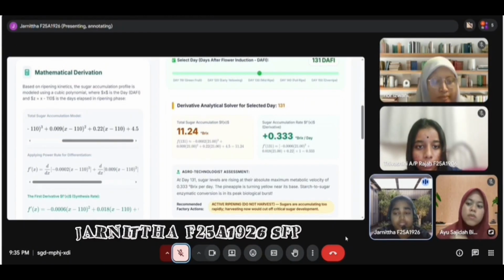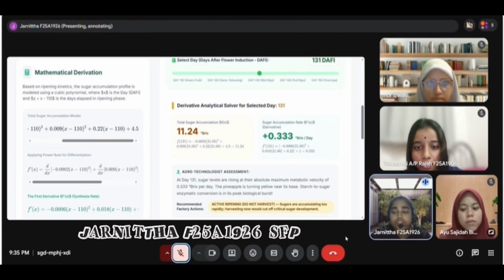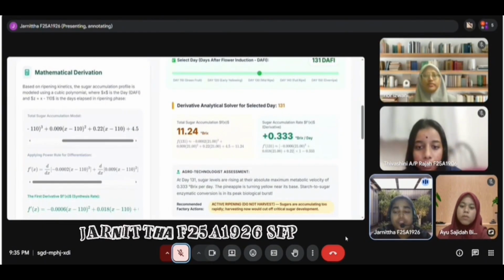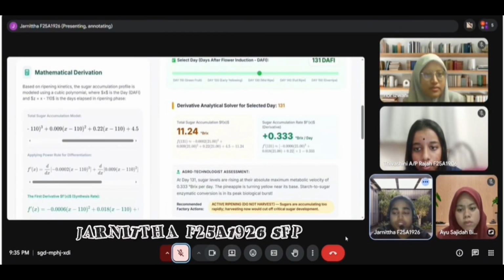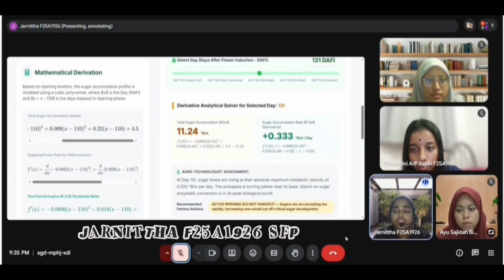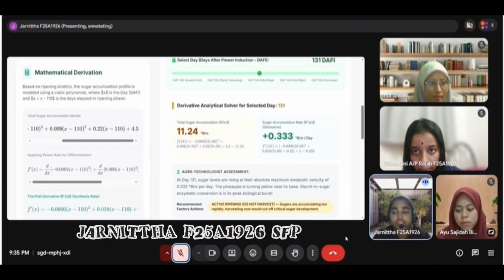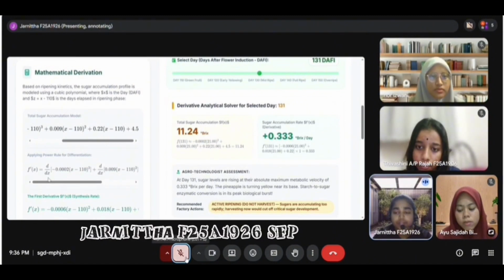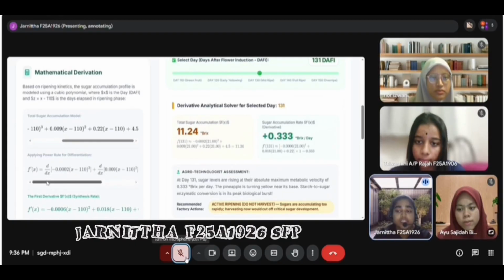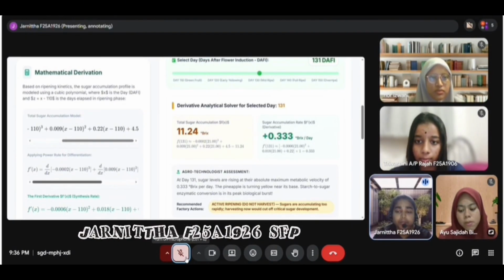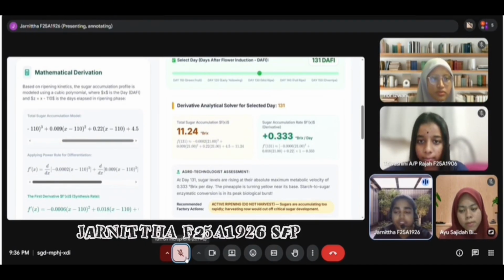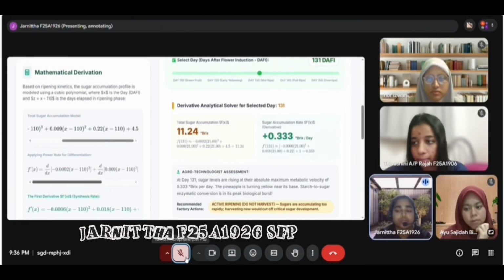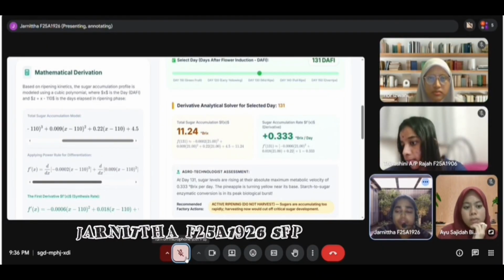It shows how calculus was applied to obtain the derivative equation. Using differentiation and the power rule, the original equation is differentiated into the first derivative equation. The derivative equation represents the sugar synthesis rate per day. The purpose of this derivation is to mathematically prove how ripening rates change throughout the pineapple growth period.